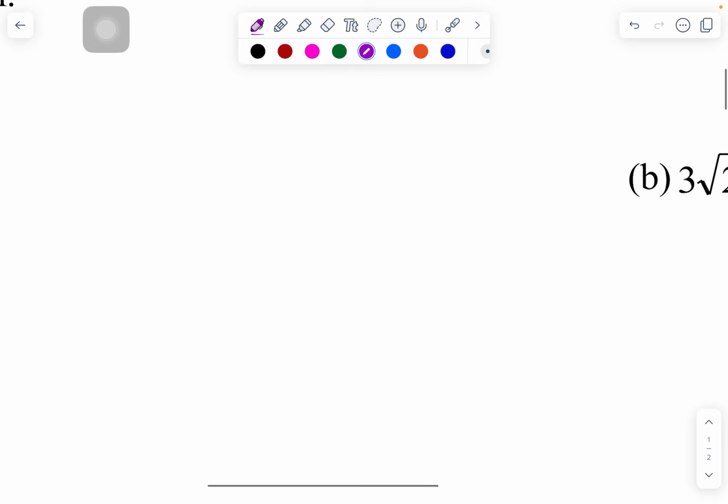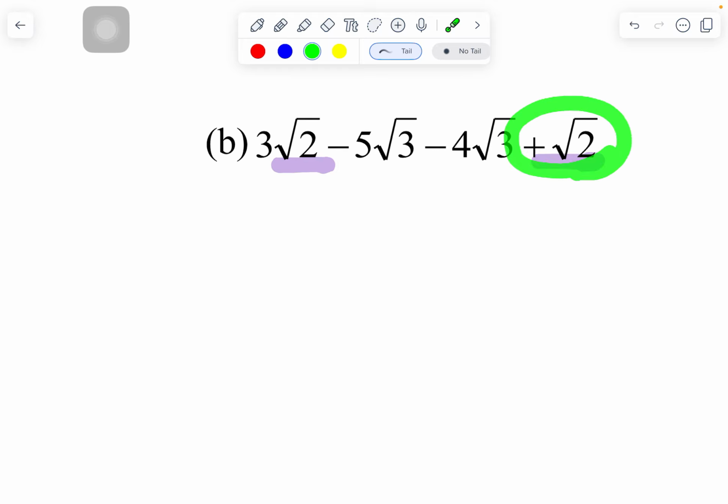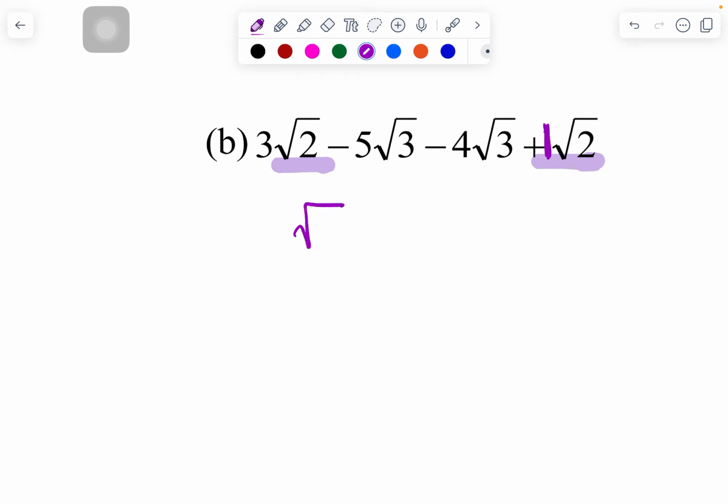Sliding over to part B here. This one is not more tricky, it just has more parts to it. So let's say I've got a root 2 here, root 3, root 3, and there's another root 2. But wait a minute, this root 2, the number in front is blank. That doesn't mean there's a 0. That means we were lazy and we just never wrote the 1. So root 2, we've got that. We've got a 3 here and a plus 1 here, so 3 plus 1 makes 4 root 2.